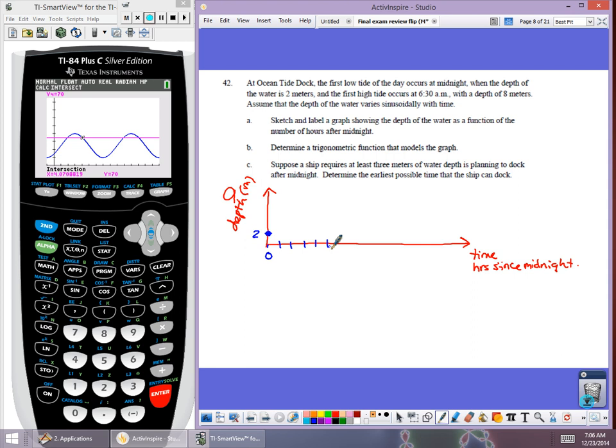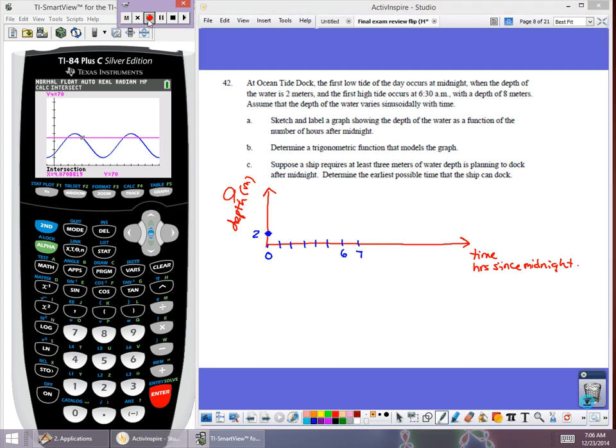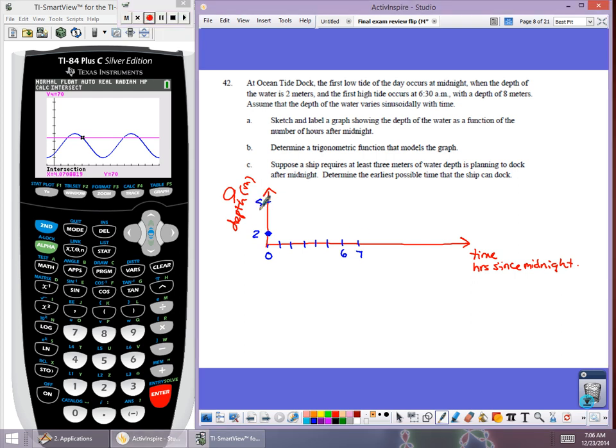1, 2, 3, 4, 5, 6. That's 6 o'clock. That's 7 o'clock. So halfway between that, we're going to be at the high tide. All right, so between 6 and 7, we're at the high tide. And the high tide is 8 meters. I'm going to start talking faster because we need to get out of this. All right, here we go. So halfway between that, 8 minus 2 is 6. So there are 6 total meters here. So halfway would be 3 up and 3 down, so that would be 5. So the midline is at 5.